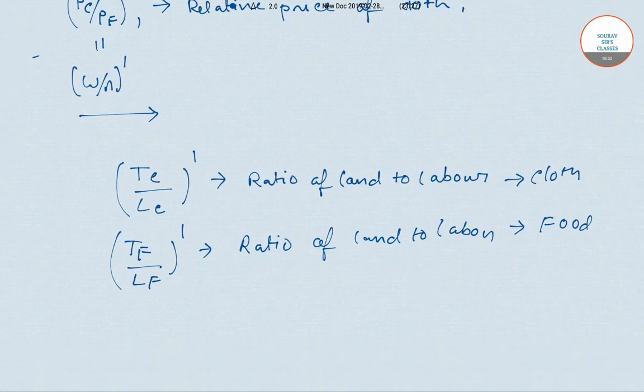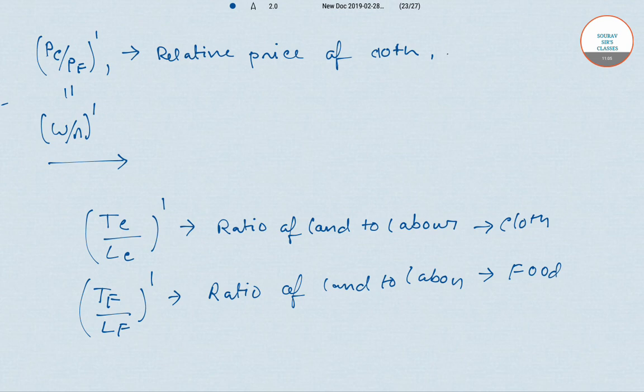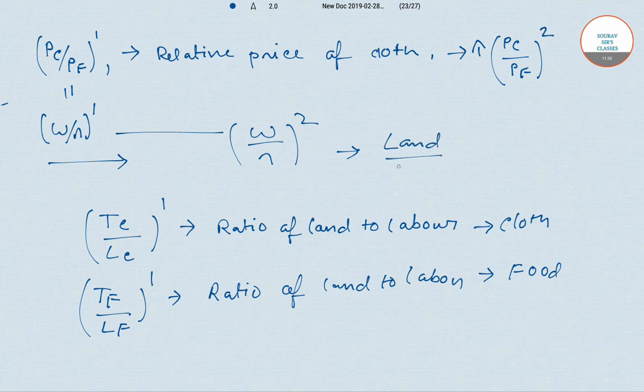So now we know, if the real relative price of cloth rises, now we are assuming the relative price of cloth, which was this. Now if it rises to PC by PF 2, what happens is that the real wage rental ratio must also rise to W by R 2. So this will cause the land labor ratio used in production of both goods to rise.